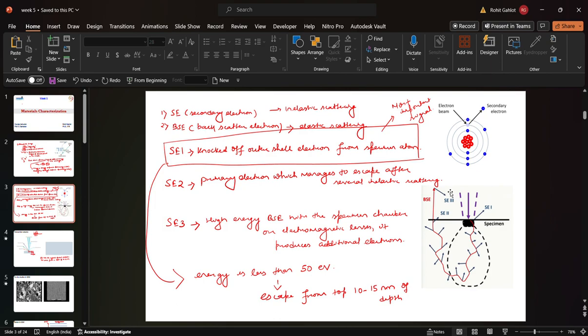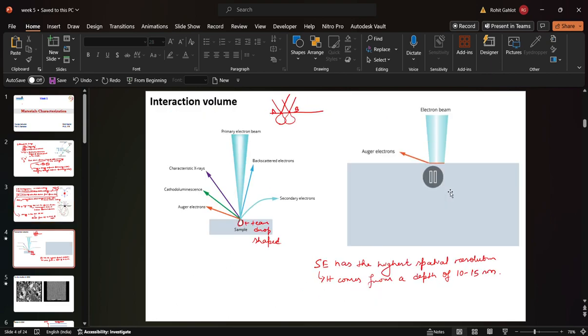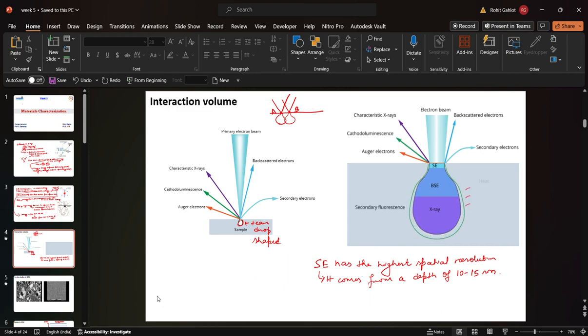When you watch the lecture, you can clearly see there was an image at lower and higher voltages, like 5 kilo electron volt and 10 kilo electron volt, and it was clearly visible that SE2 and SE3 are hampering, due to which your specimen was not clearly visible. And here you can see your interaction volume.